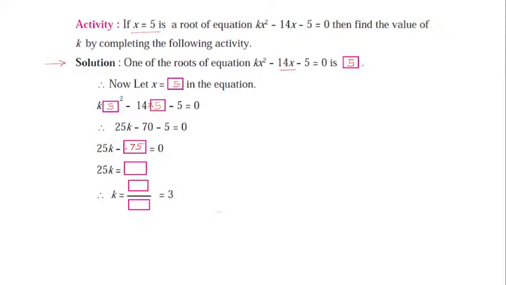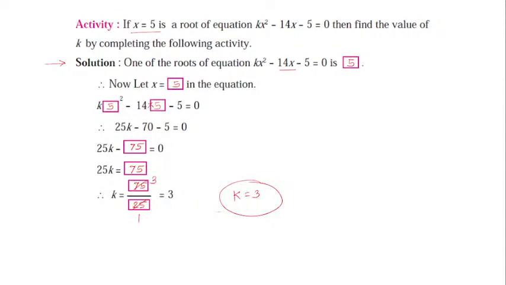And if we transfer minus 75 to the right hand side, it will become plus 75. And now we have to find the value of k. So in the numerator we have 75, and as we have to find the value of k, we should transfer 25 to the right hand side so as to have it in the denominator. So if we divide by 25, 25 ones are 25 and 25 threes are 75. That's why k is equal to 3. So the value of k for this question is 3.